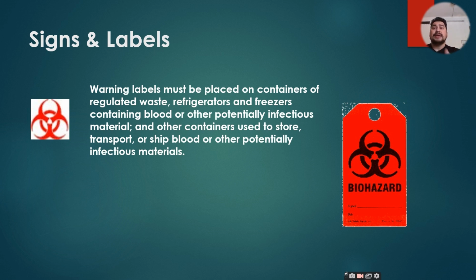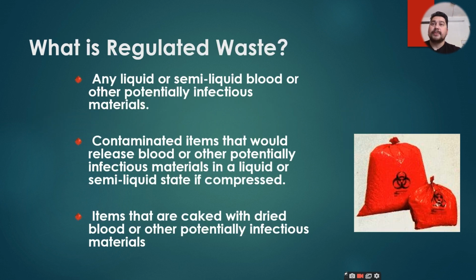If you are working in any area where there are bloodborne pathogens, even when you are providing first aid or handling any waste, there are requirements that signs and labels need to be placed. Warning labels must be placed on containers of regulated waste such as medical waste, refrigerators, and freezers containing blood or other potentially infectious material. And other containers used to store, transport, or ship blood or other potentially infectious material need signs, like biohazard and certain other labels.